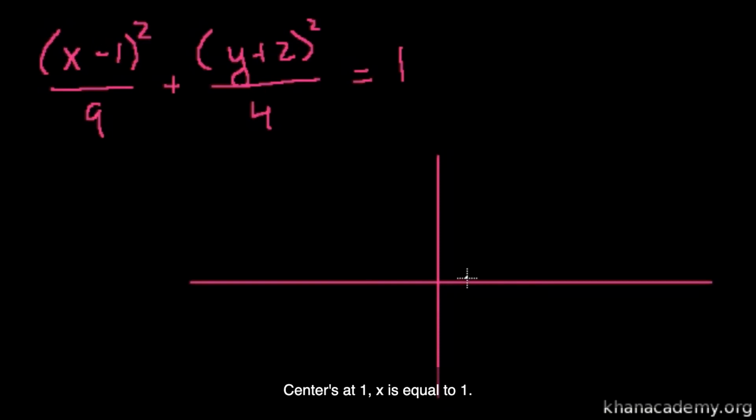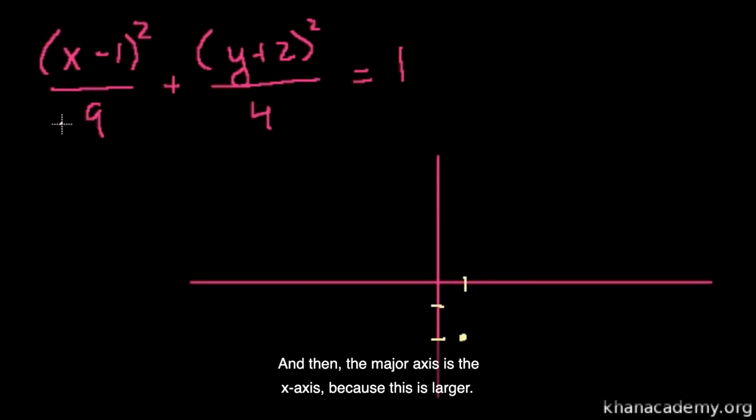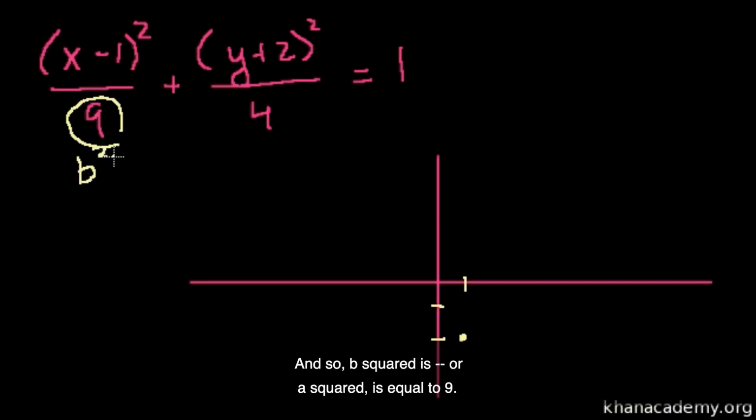Center is at x is equal to 1, y is equal to minus 2. That's the center. And then the major axis is the x-axis, because this is larger. And so a squared is equal to 9, or the semi-major radius is going to be equal to 3.